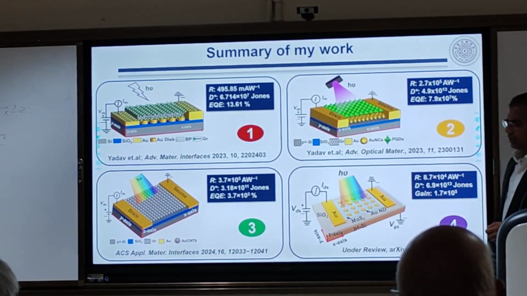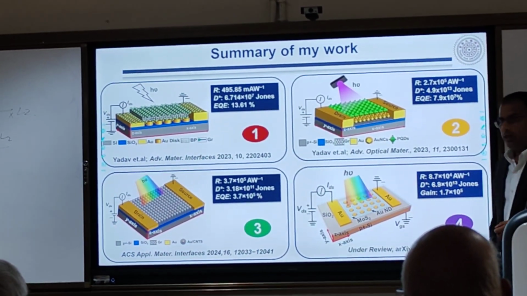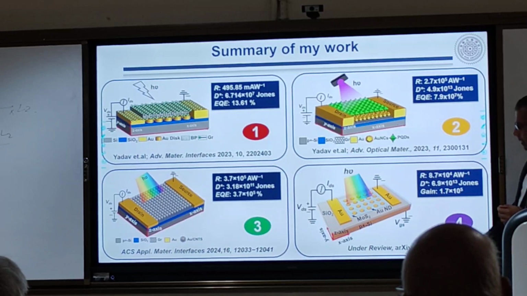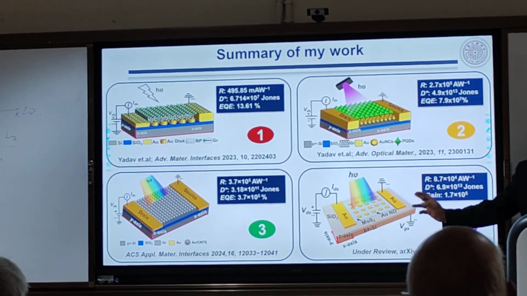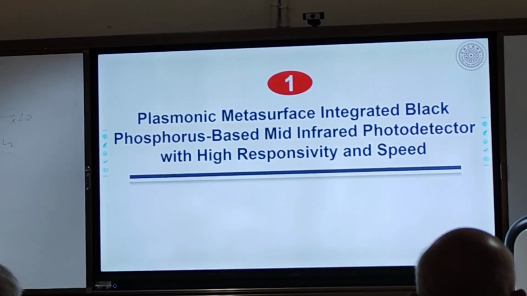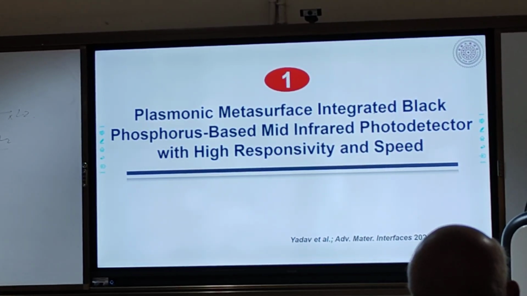And in the fourth work, we have a monolayer MoS2 layer, and we have patterned nano discs. The diameter is around 120 nanometers, and again there will be an increase in light-matter interaction, and it can enhance the performance of these photodetectors. So let's talk about them one by one, starting with my first work.